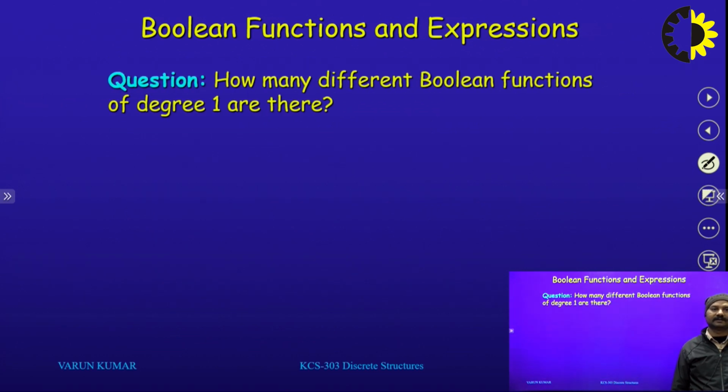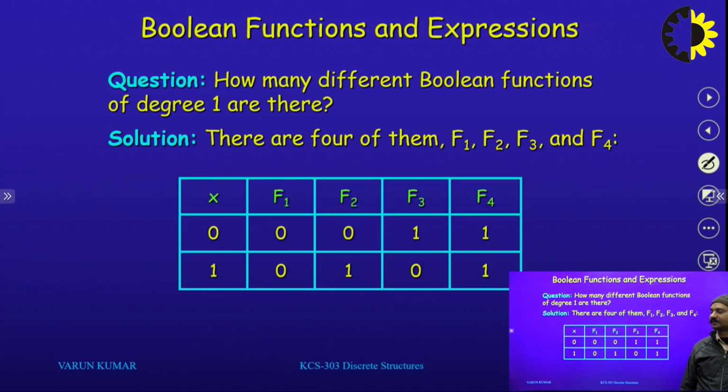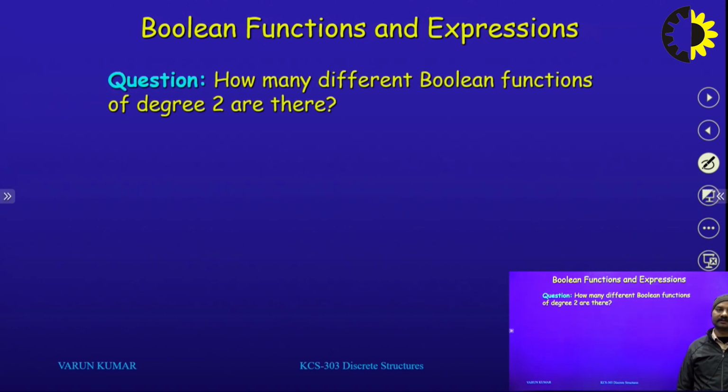So question: how many different Boolean functions of degree 1 are there? Let's assume that x possesses the value 0 and 1. So what is the value of the first function? For both inputs 0 and 1, it gives all zeros. The second function is 0 1, then the third function is 1 0, and 1 1. Okay, so a total of 4 different functions can be constructed by a single-input Boolean function.